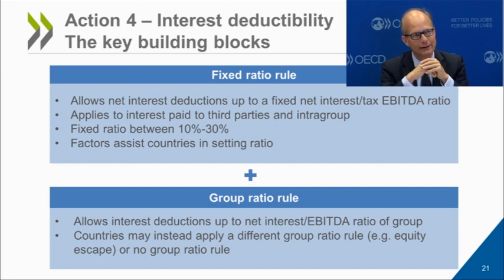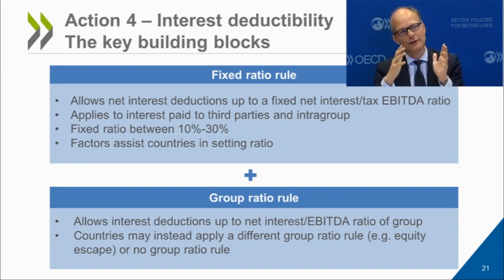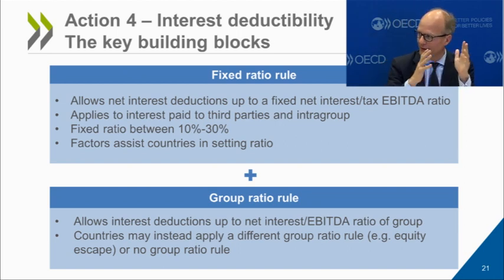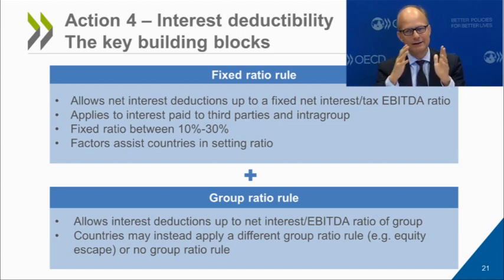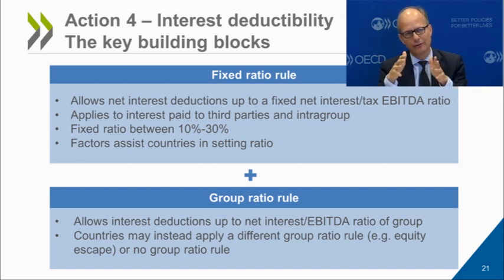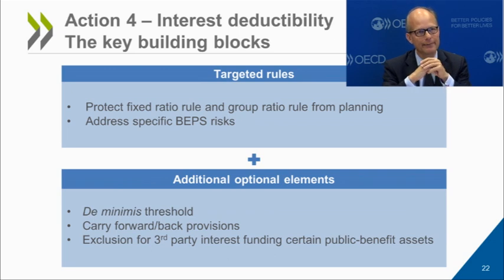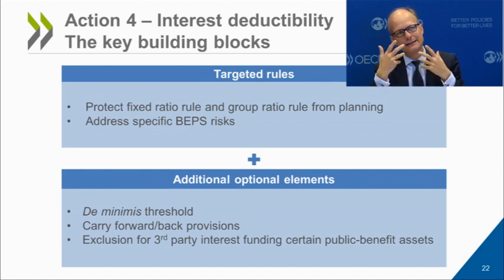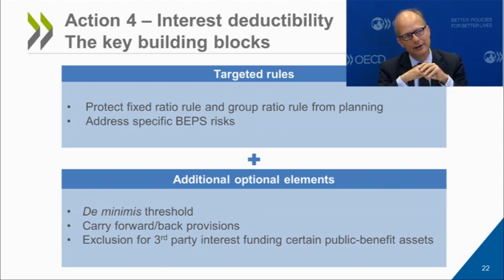Then we have, as I said, a group ratio that effectively ensures that the external gearing is always available for the group. So if your external gearing is higher than the 10 to 30%, the group-wide ratio allows you to always deduct that expense. At the same time, countries may instead have a different group ratio rule, for instance an equity escape clause, or no group ratio rule at all. What are we left with? Our targeted rules, I come to those as well. We have a number of targeted rules that support the integrity of this. If related party financing tries to inflate the external gearing, we can address that. And we have some specific BEPS risks that we also address in these targeted rules.